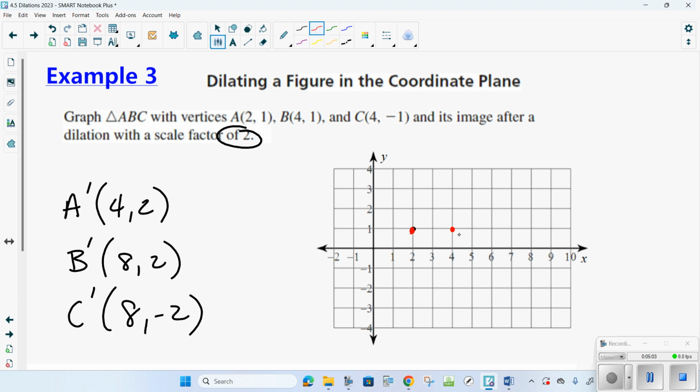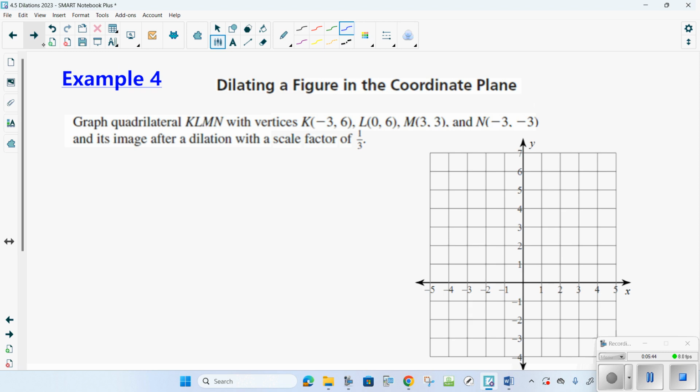Positive 4, positive 1, and positive 4, negative 1. So this is my original A, B, C. And so if I do a dilation of 2, now I have the point 4, 2, pick a different color, 8, 2, 8, negative 2. And so notice the new figure is twice as big as the old one. So if you want to do a dilation by a factor of 2, just multiply everything by 2.